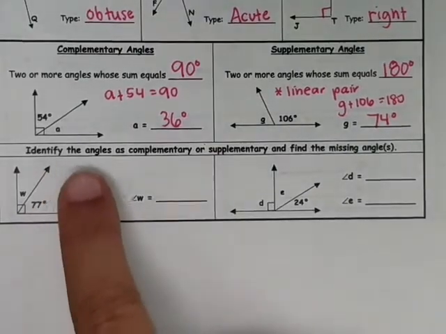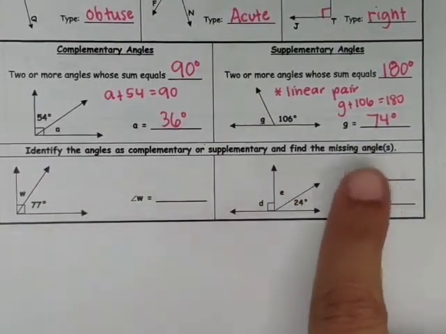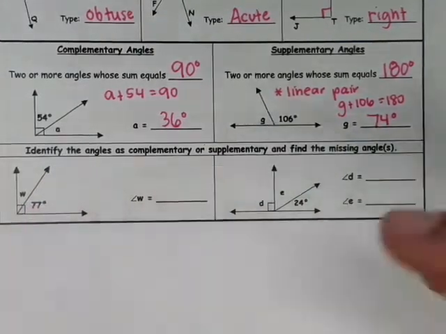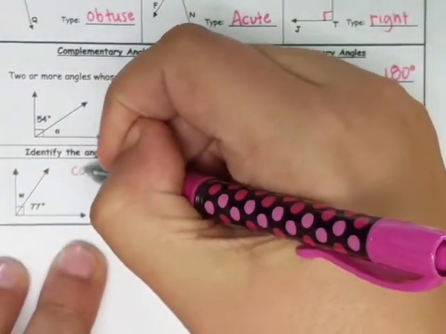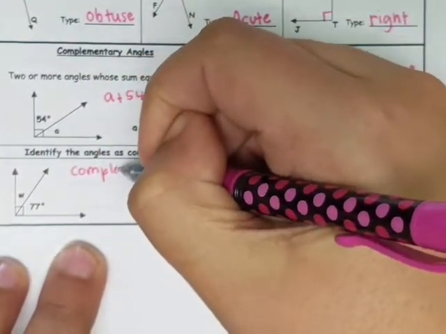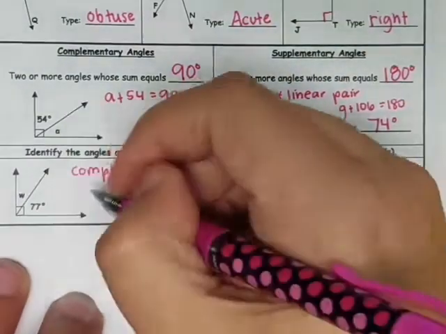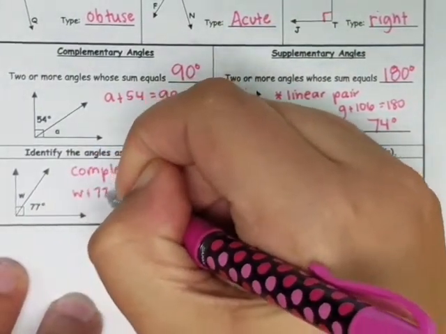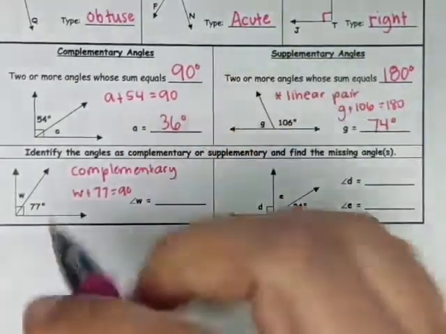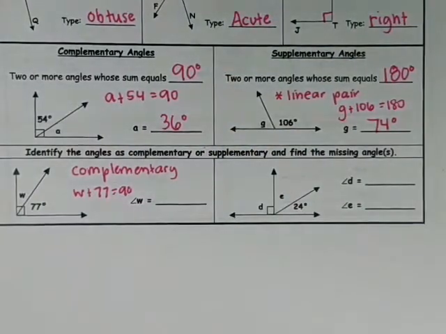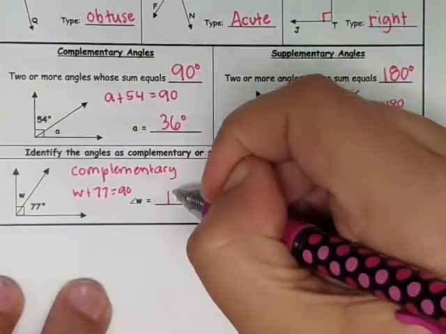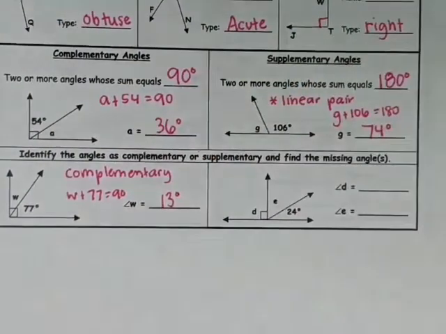Now we're going to identify the angles as complementary or supplementary and then find the missing angles. So right here, these are complementary. Complementary means they add to be 90 degrees. So W plus 77 equals 90. So we're going to subtract 77 from 90, and we get a total measurement of 13 degrees.